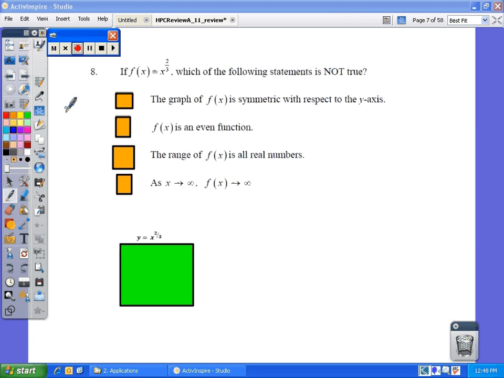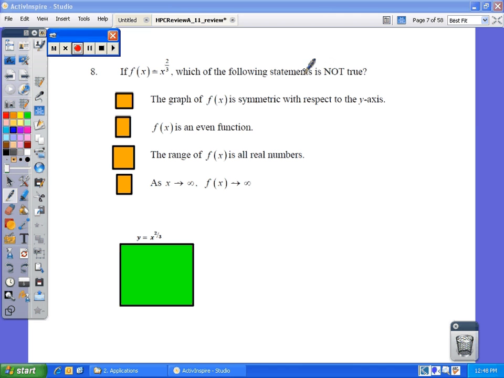Well, if you use your information or your background on even-odd functions, since we just finished doing them, you know that a function which is even is also a function which is symmetric with respect to the y-axis. So either these are both true or neither one is true.